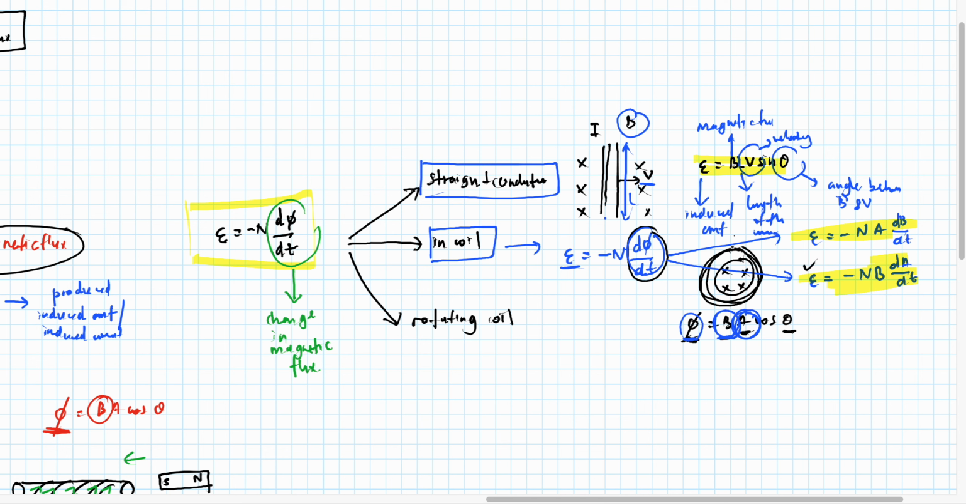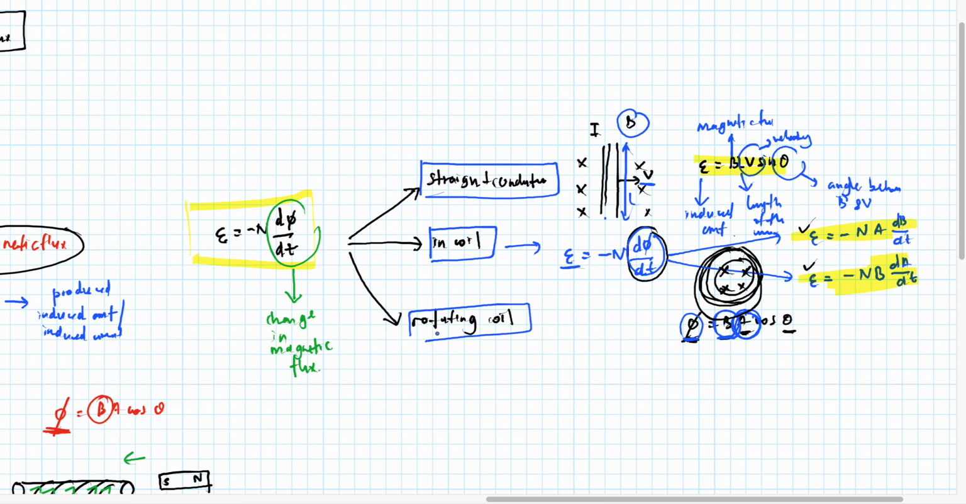Tapi kalau area dia sama, tapi your magnetic field yang I kuatkan ataupun kurangkan, so this one is for this one. So you have to see your case lah, sama ada your magnetic field yang berubah or your area yang berubah. Okay, and then the third one is for rotating coil.